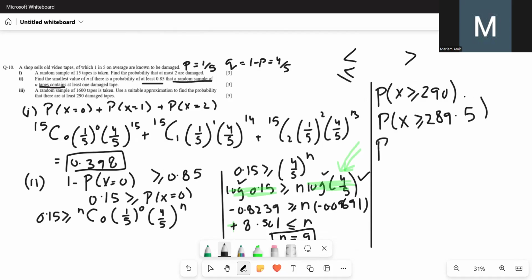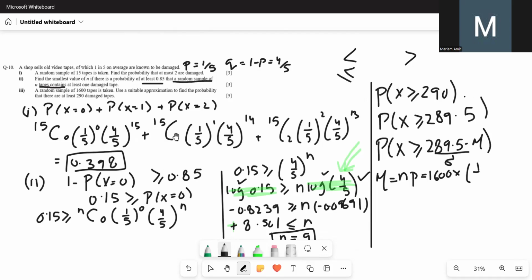Okay, now X is greater than 289.5 minus mu upon standard deviation. Mu would be the same as the mean of binomial distribution, which is n times p. n is 1600 tapes, and p was the probability of damaged tape, which was 1 by 5, which gives us 320. And standard deviation is equal to square root of np times 1 minus p. So 1600 into 1 by 5 into 1 minus p is 4 by 5. This gives us exactly 16.